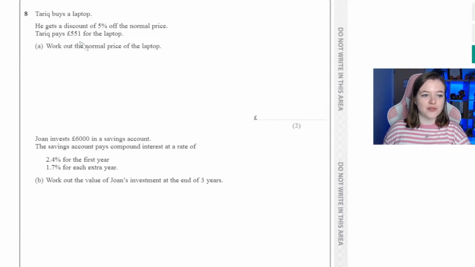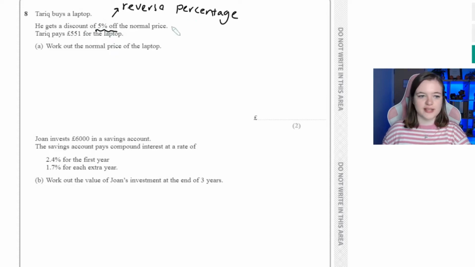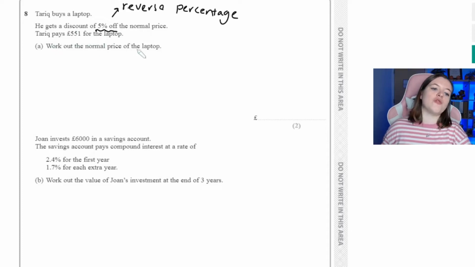Question 8. Tariq buys a laptop. He gets a discount of 5% off the normal price. 5% off, that is a reverse percentage. That's the giveaway. They want to have taken money off, they want to find the normal price, that's the reverse percentage.